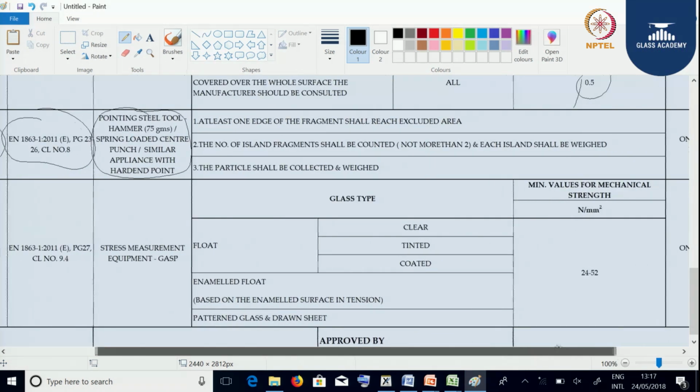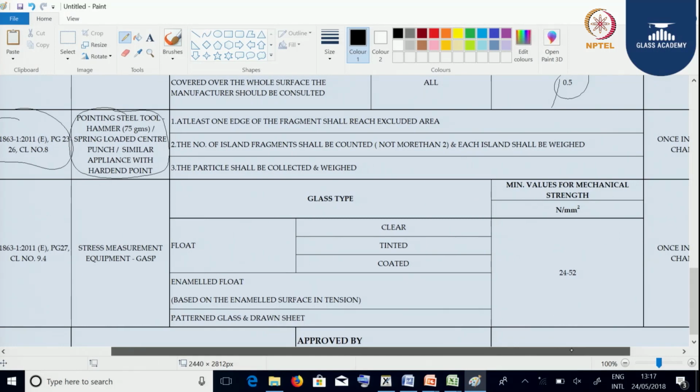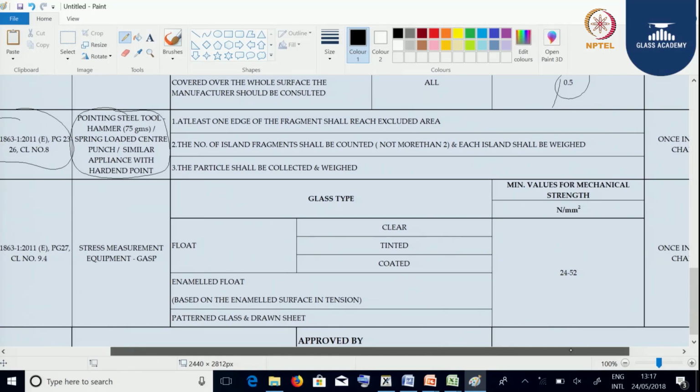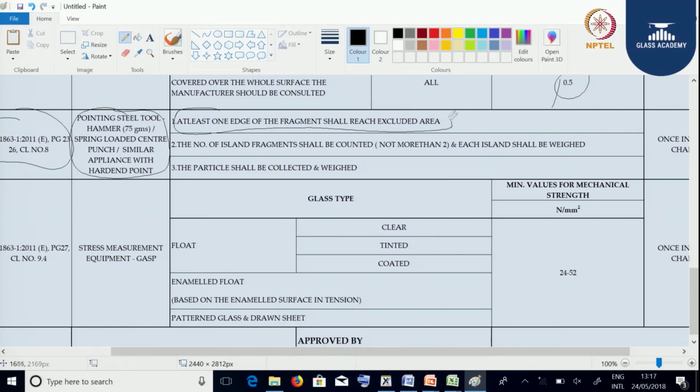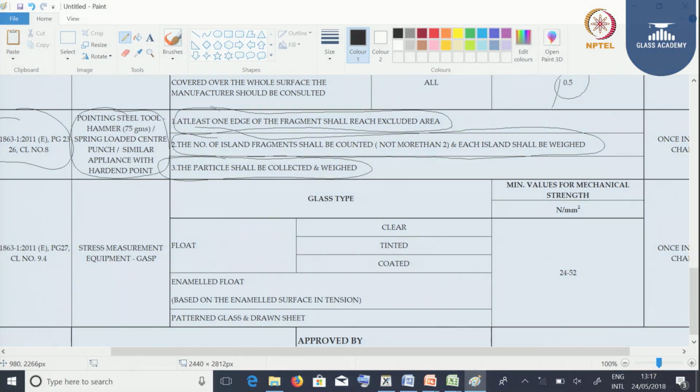Here we need to understand, whenever we break any heat strengthened glass, 3 parameters. At least one edge of the fragment shall reach the excluded area. The number of island fragments shall be counted and not more than 2, and each island shall be weighed. And the third parameter is that the particles shall be collected and weighed. So in order to understand the breakage pattern for a heat strengthened glass, we need to consider 3 things.